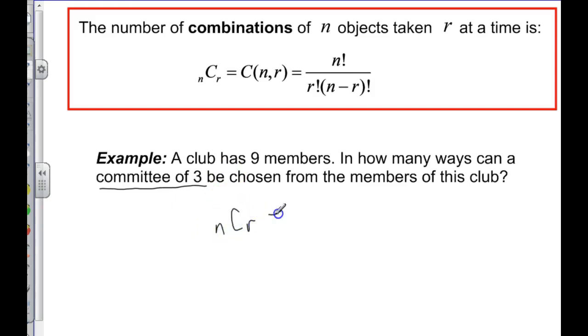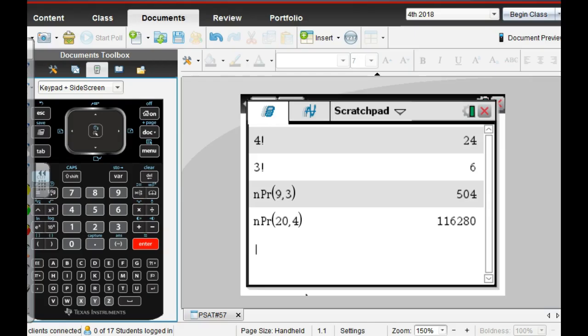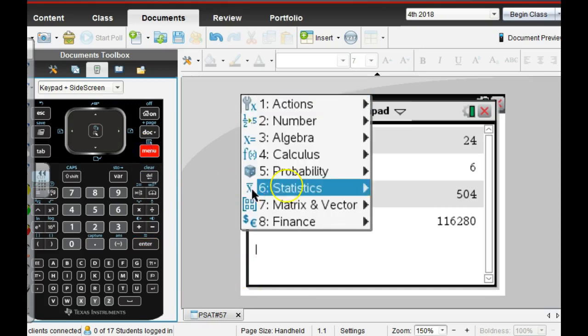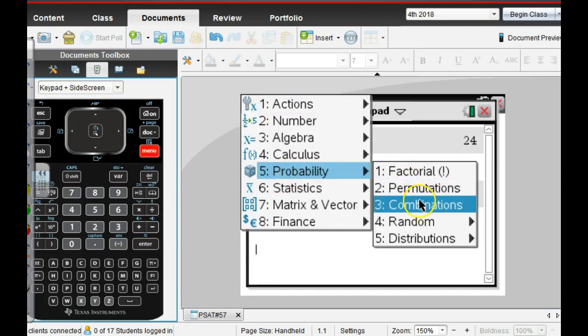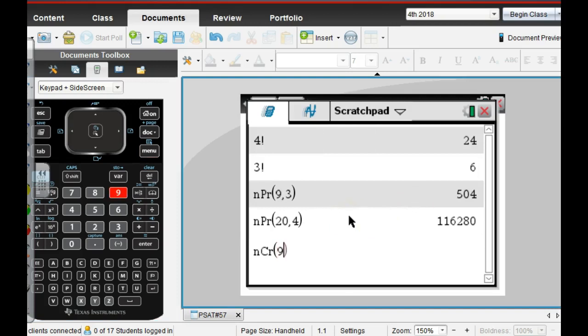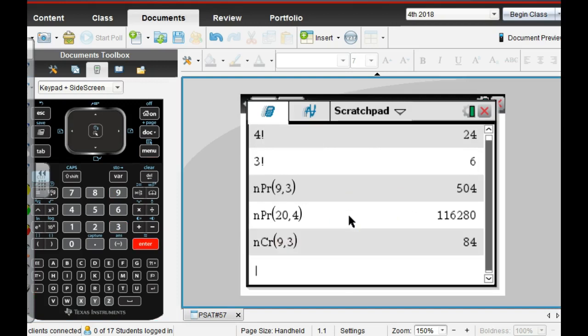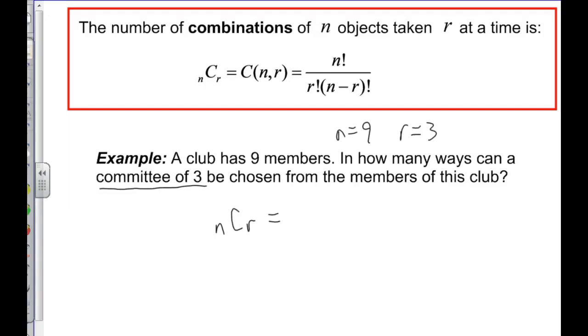So nCr, in this case, n would be 9, and r would be 3, just like we had before, but now we have this extra value there. So I would just get a calculator at this point. Menu, probability, combination, because order is not important here, and 9, 3. And we get 84, a lot less than, if you remember, nPr was 504 ways. There are only 84 ways when order is not important. There's 84 different ways of doing this.